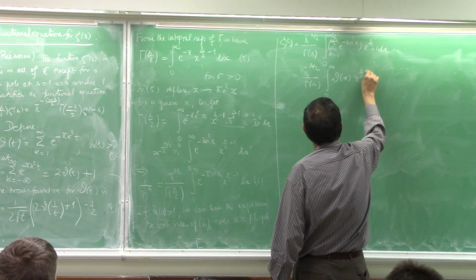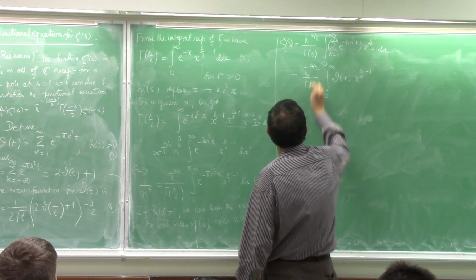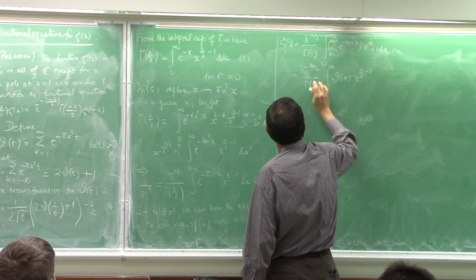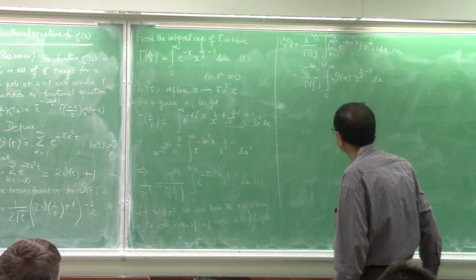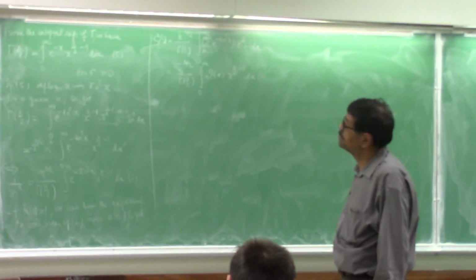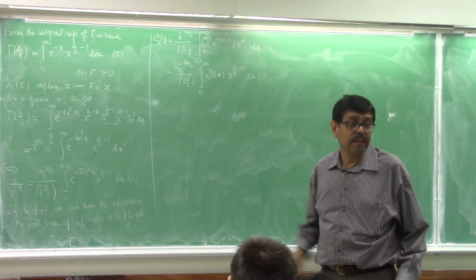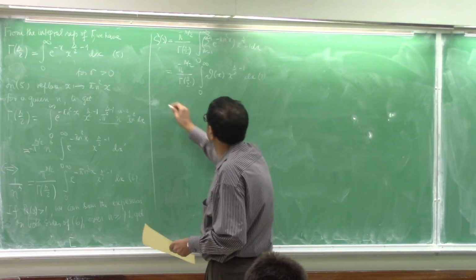You want gamma of s over 2? S over 2, sorry. x, dx. So that's what we get. So this new theta function is brought in, and then we have this, but this is for real s greater than 1.